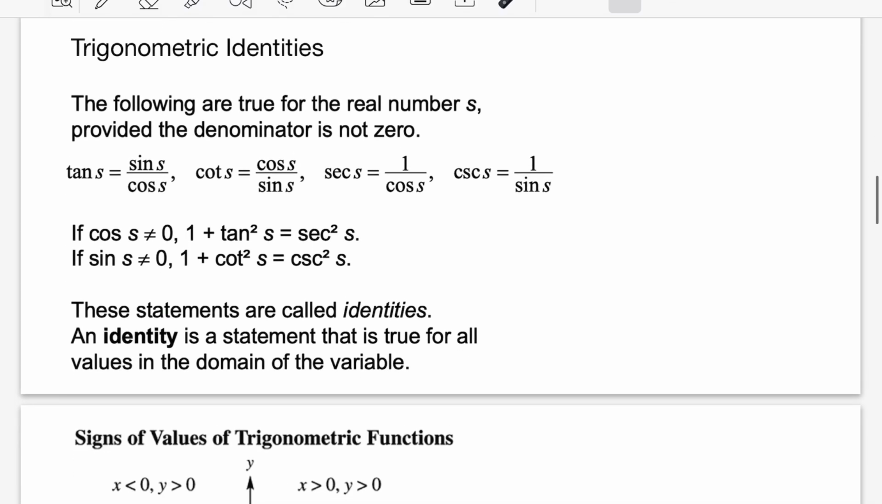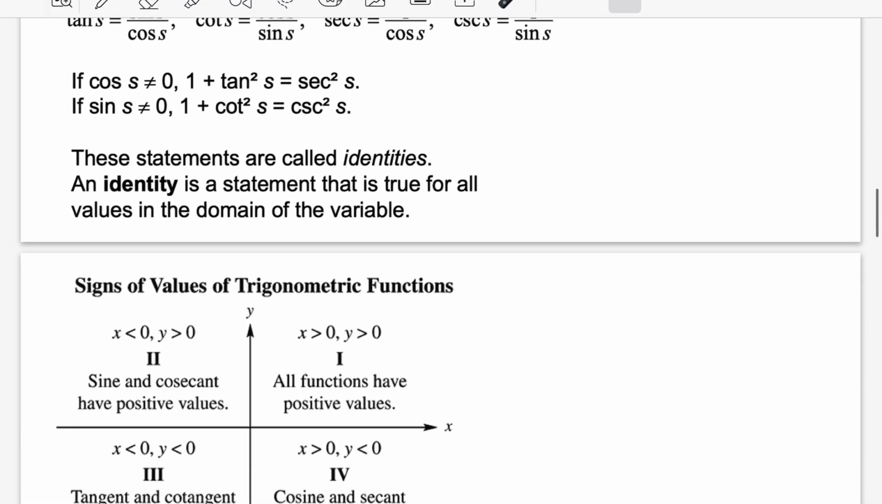And lastly, before we get into some examples, we have this sign chart for values of our trig functions. So here's the first quadrant in our coordinate plane. In this quadrant, all of our x values and all of our y values are positive, so all functions are going to have positive values in this region. In this quadrant here, all of our x values are going to be negative and all of our y values are going to be positive.